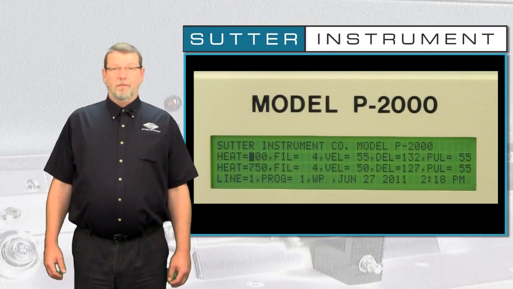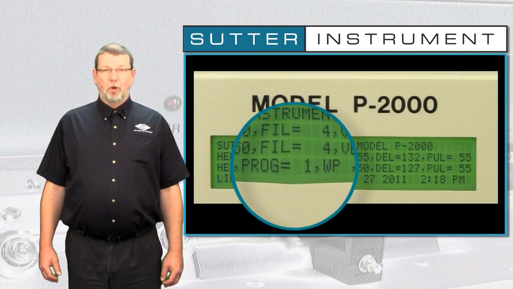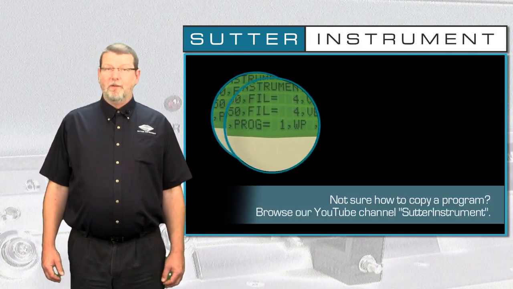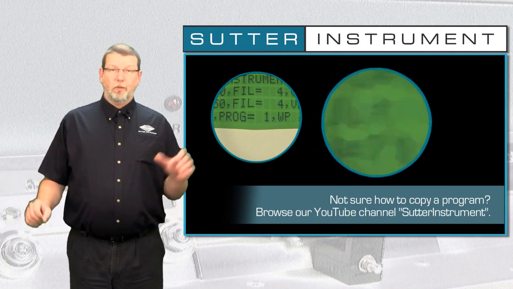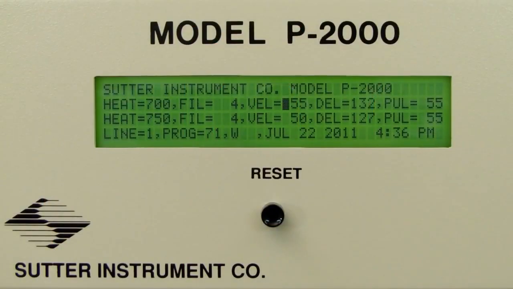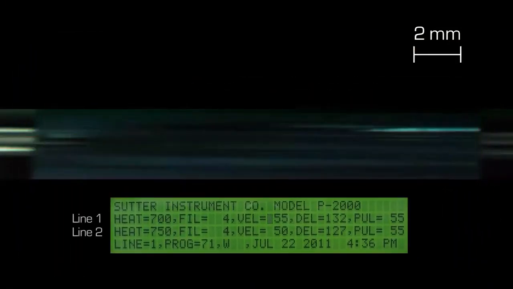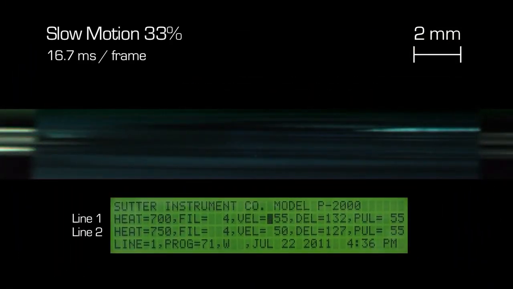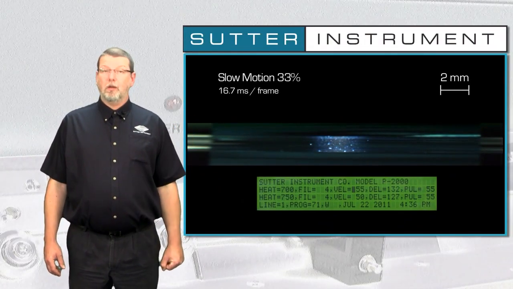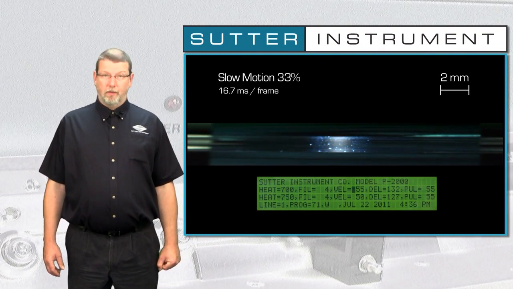In this tutorial, we will make changes to a sample program, but we do not want to lose the original program. So we have made a copy of program number 1 in program 71 and removed the write protection. Using program 71, with all parameters still in the original configuration, we are now looking at the glass capillary in parallel view. While we are watching this pull, let's quickly talk about what the velocity is to begin with.